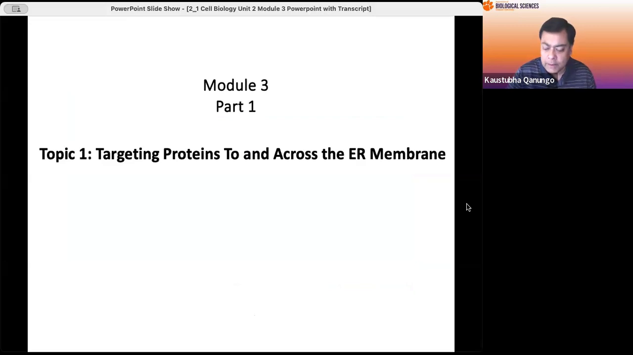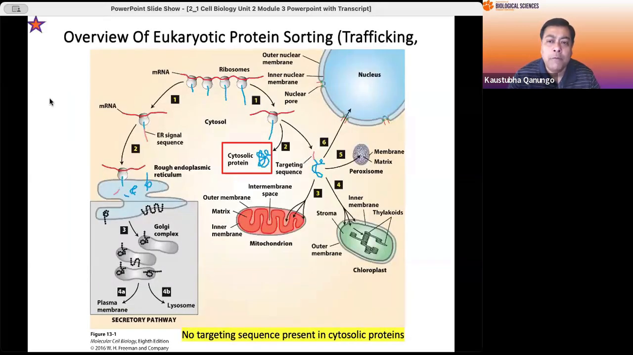So the first slide that we have is an overview of eukaryotic protein sorting or trafficking. This is a very important slide. What you are looking at is the mRNA right here in red, and then you have these round structures. These are the ribosome, which is made up of RNA and many proteins, a very large molecular weight. On the top, you have a small subunit. At the bottom, you have a large subunit. And the tiny, small blue part that you are seeing is a growing polypeptide chain.